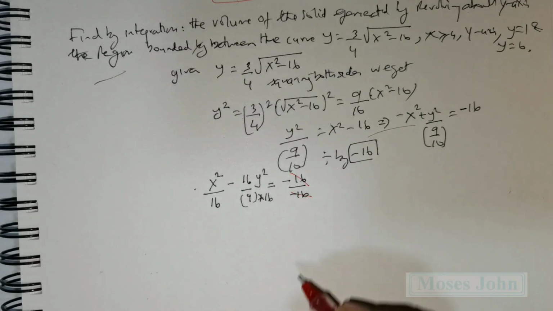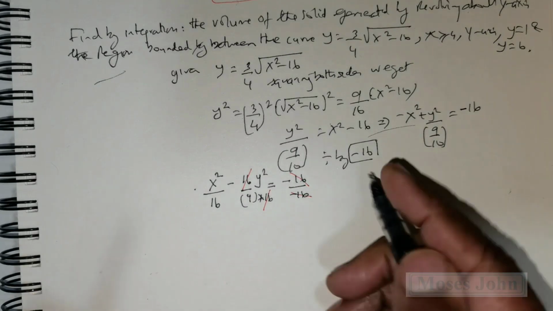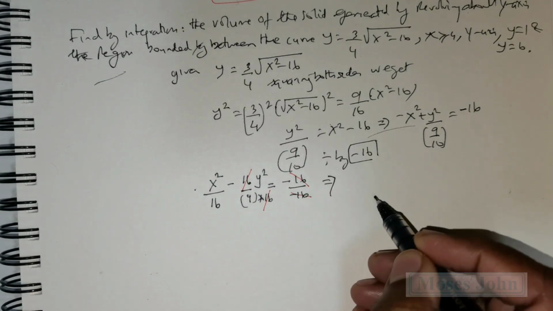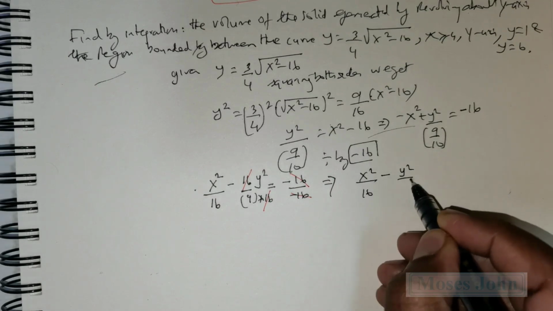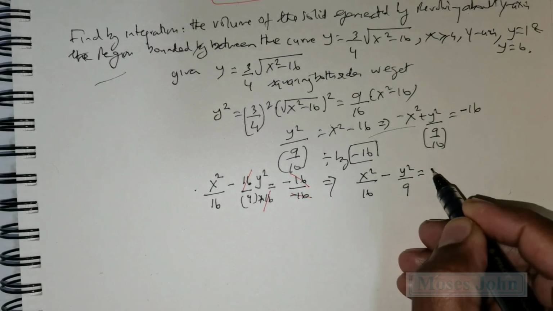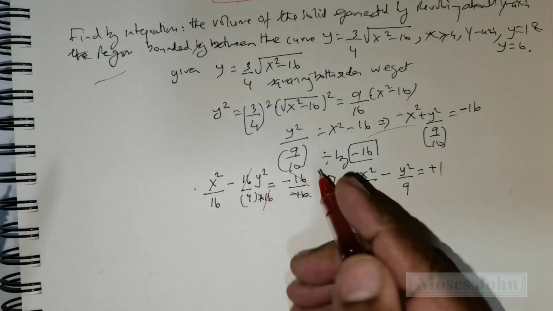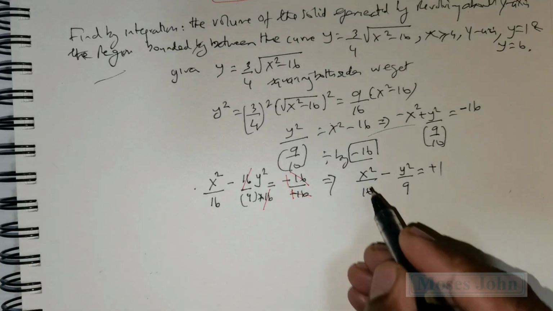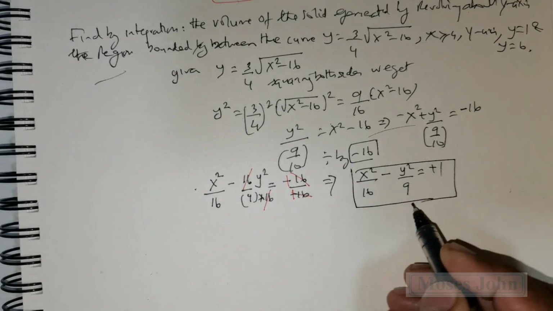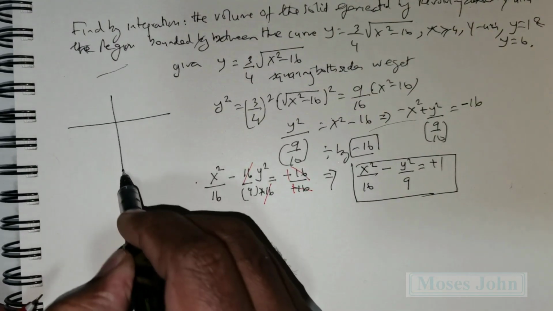So these can be cancelled. You can also cancel the 16 there. So this in turn would be x squared divided by 16 minus y squared divided by 9 is equal to positive 1, because clearly the two negatives can be cancelled, so the positive sign would occur there. So this is what you get. This is actually a hyperbola. If you were to draw the hyperbola, you would have a form something like this.